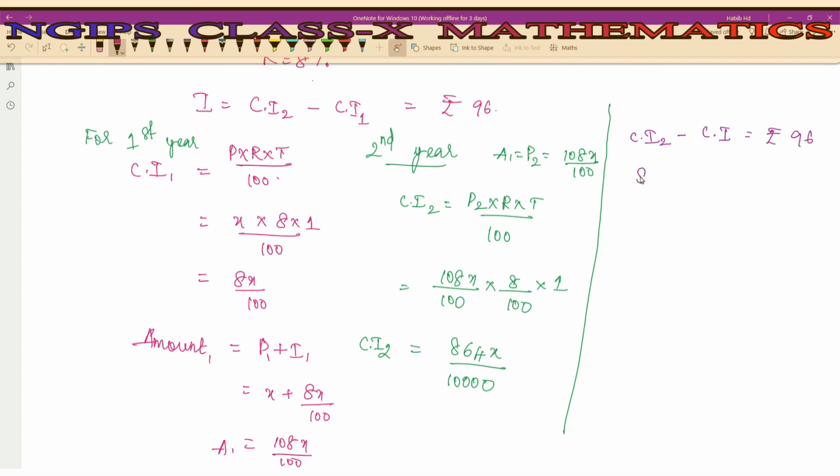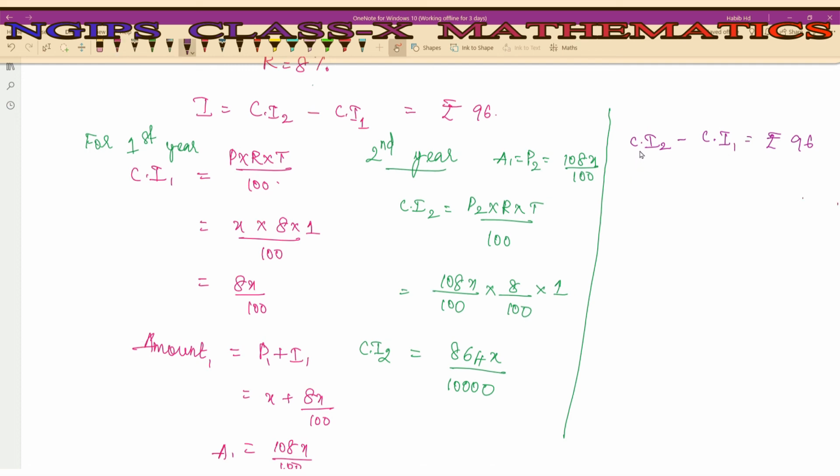So the second year compound interest minus the first year compound interest is equal to rupees 96. The first year compound interest is 8x divided by 100, and the second year compound interest is 864x divided by 1 followed by 4 zeros. Minus the first year interest 8x divided by 100, is equal to 96. To make the denominator same, I am going to take LCM.